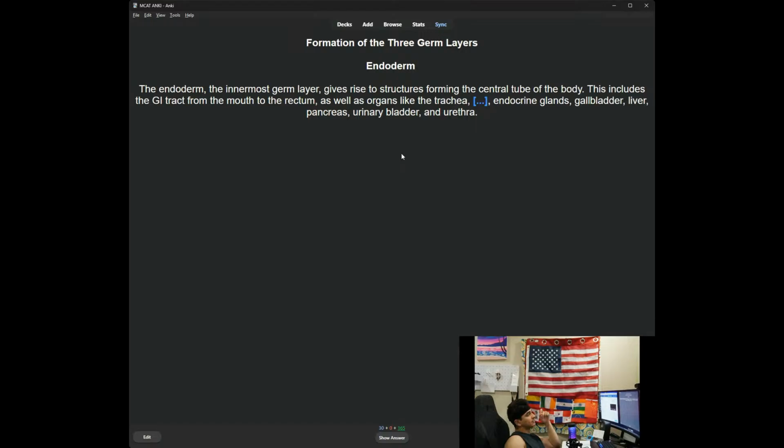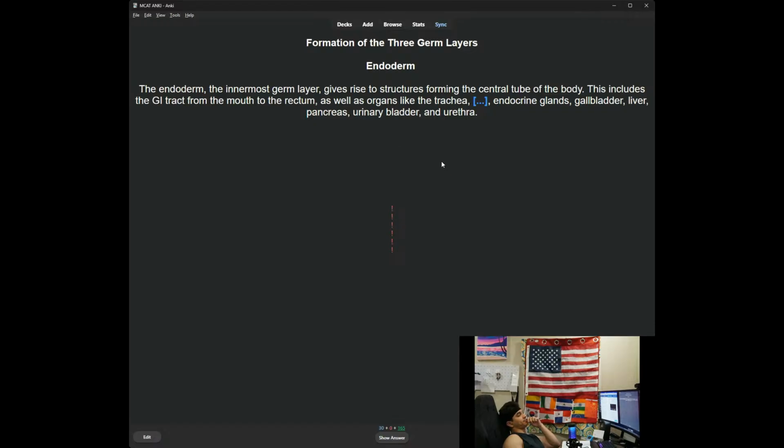Mouth to the rectum, endoderm, trachea, endocrine glands, gallbladder, liver, pancreas, bladder, urethra. Oh, we already said urethra. Let me say urinary bladder. We said GI tract. Well, we didn't say pancreas. Oh, we said pancreas. Dang.